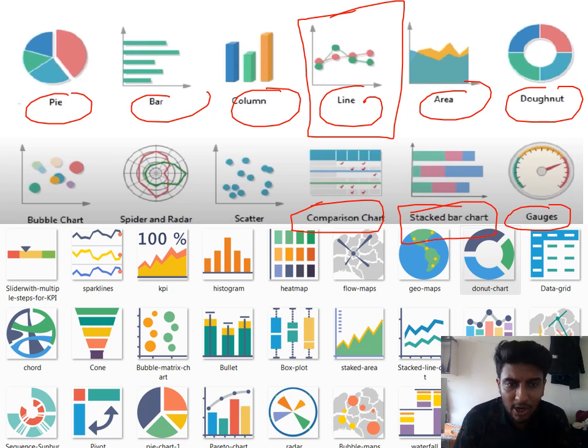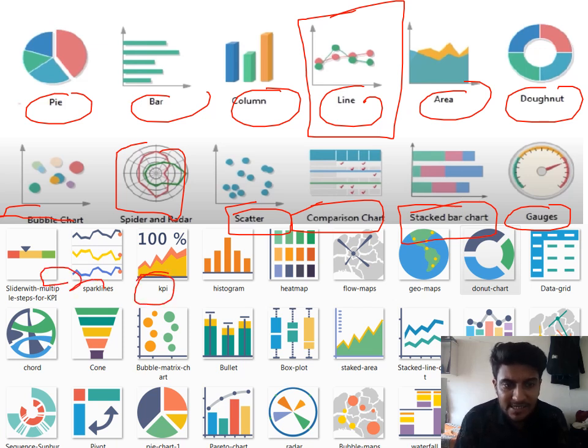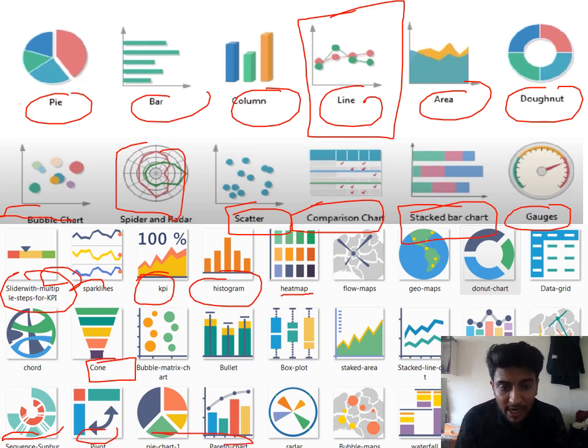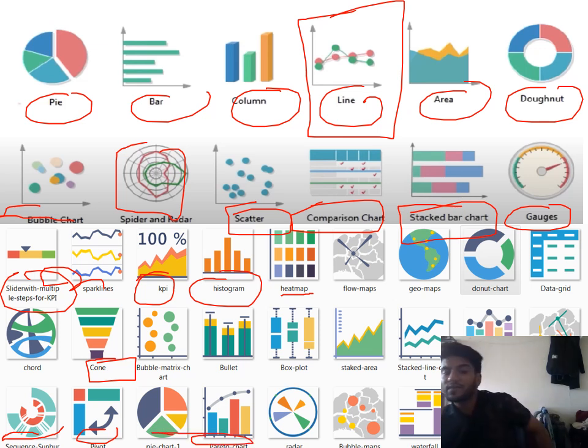Then you have spider or radar chart, bubble charts, scatter and cluster plots, KPI, which is key performance indicator, sparkline, slicers and sliders, histograms and bar graphs, Azure map, tree map, heat map, funnel and cone, sequence chart, pivot chart, pie chart, Pareto chart. Pareto chart is very, very important.